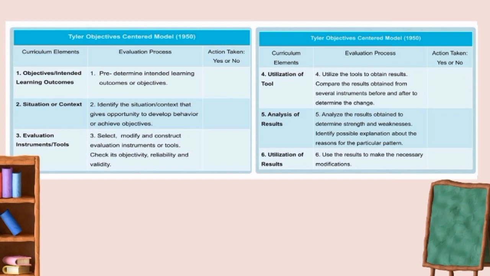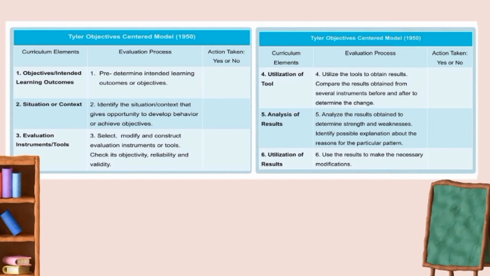Sixth is utilization of results. Use the results to make the necessary modifications. My answer for this is yes, since utilization of results should be an ongoing process. Regularly revisit the evaluation findings, monitor the implementation of improvements, and conduct follow-up evaluations to assess the impact of changes made based on the initial evaluation. Continuous utilization of evaluation results ensures a dynamic and responsive approach to curriculum development and improvement.